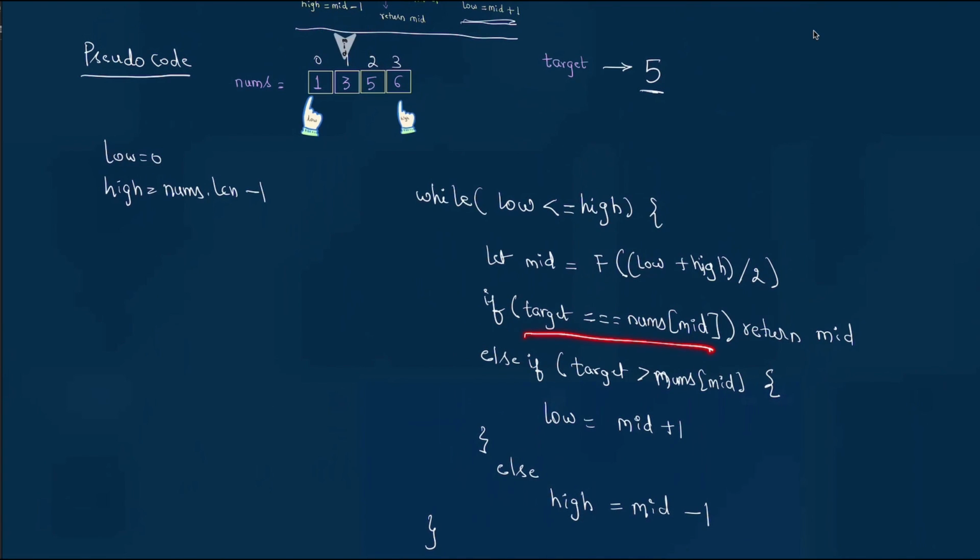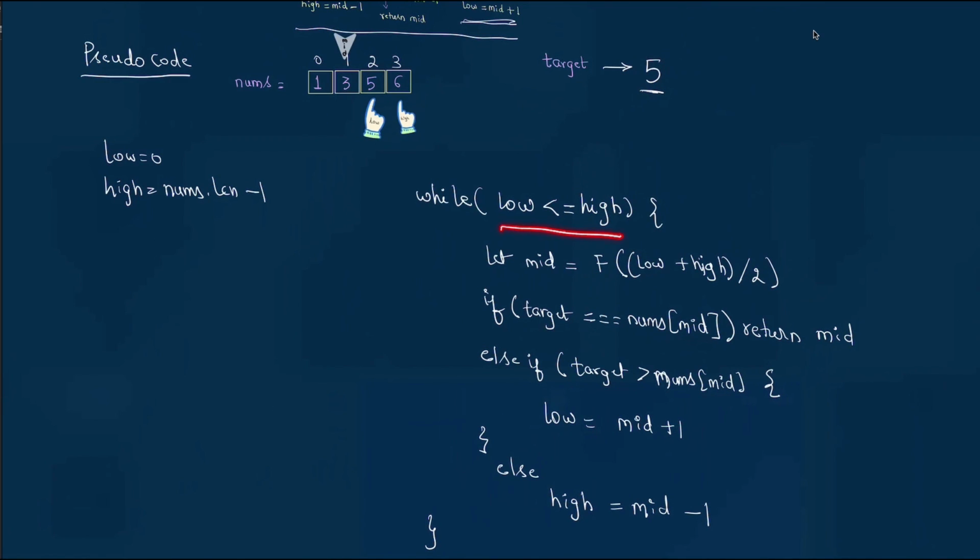So we check, is target equal to the mid element? Is 5 equal to 3? No, it's not. Is target greater than the mid element? Yes, 5 is greater than 3. So we update our low to be mid plus 1. Let's get our low here to point to the mid plus 1 index.